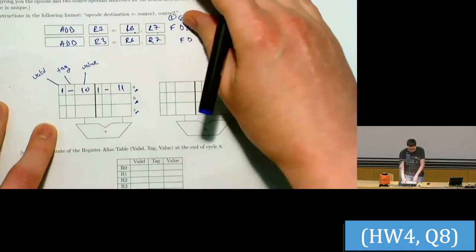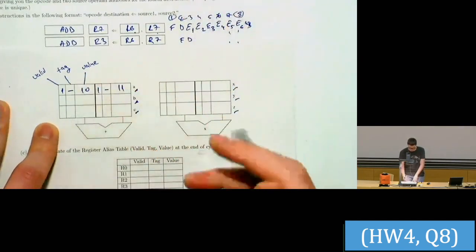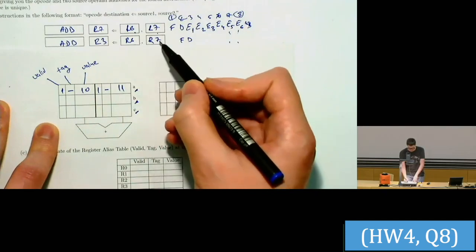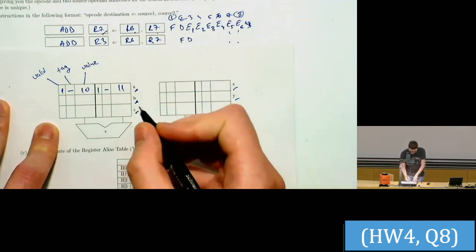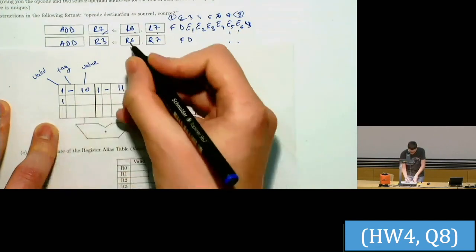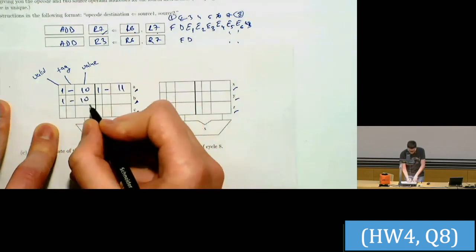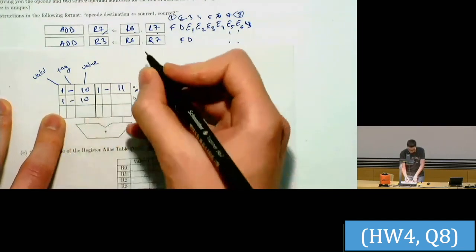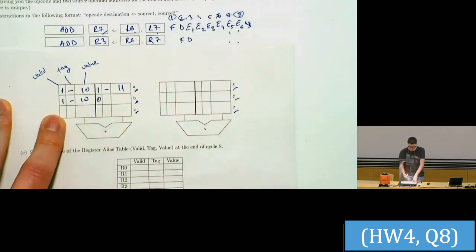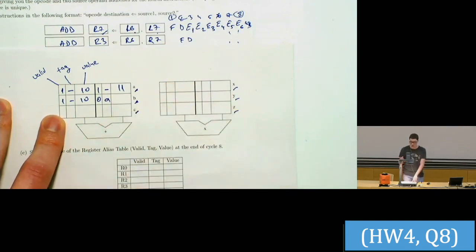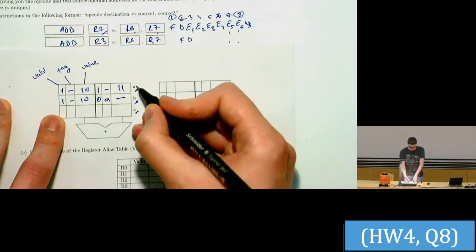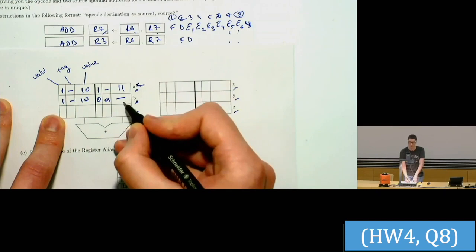Okay, and then the next instruction is add to R3. It uses R6 and R7, but R7 is updated in the previous instruction, right? So this time we cannot read R7 from the register file. Although the first source operand will be again 10, with no tag and valid, for the second operand we will have zero as the valid bit, and we expect the result from reservation station entry A, and we don't have the value. Okay, so when this instruction in A completes, it will update this field over here.